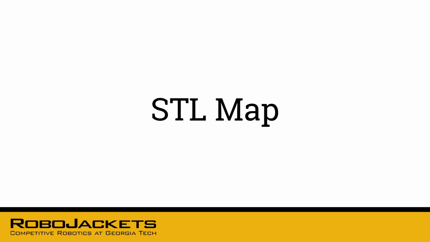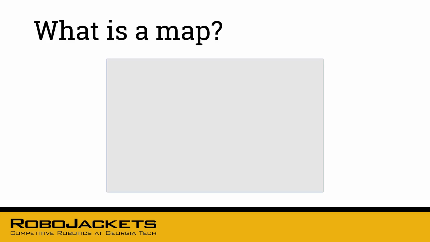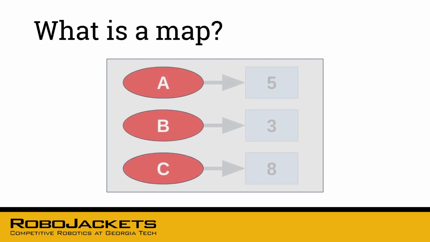Today we're going to talk about maps. A map is a new type of container that works in a very different way than the types you've learned about so far. Instead of just being a list of items indexed by consecutive numbers, like a vector or an array, a map stores a relationship between two types of items: keys and values.